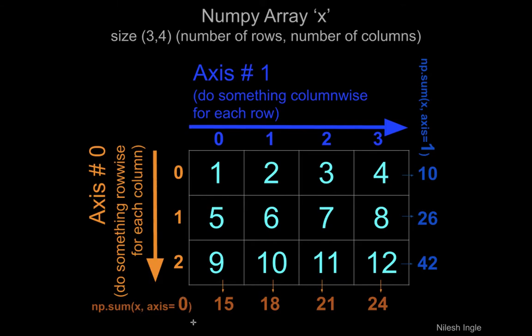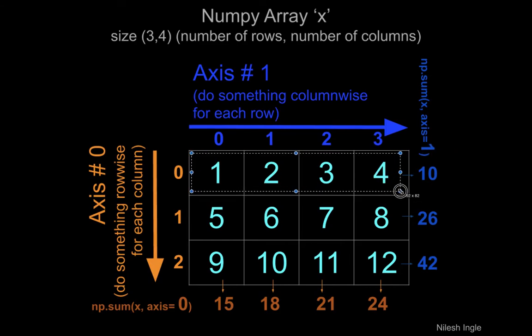If you put axis 0, what this tells Python is to do something. Here the something would be sum, so do the sum row wise for each column. So the sum would be like this. The first column totals to 15, second is 18, third is 21, and so on and so forth, 24. And similarly, if we do np.sum for x with axis 1, then here we are looking at this axis, so do the sum column wise for each row, and so this is what we are looking at.